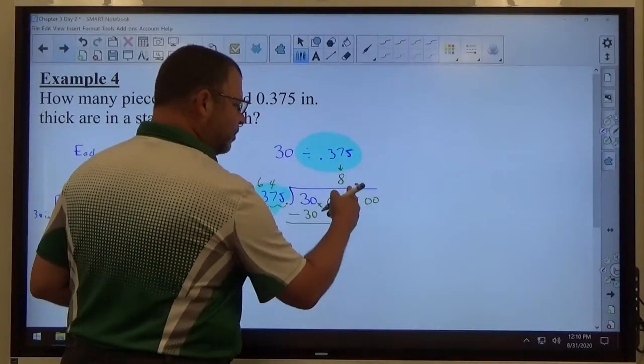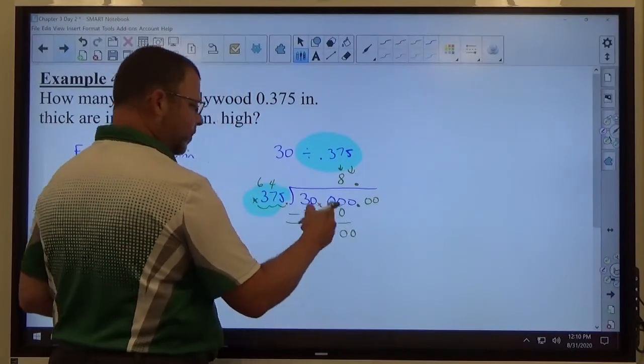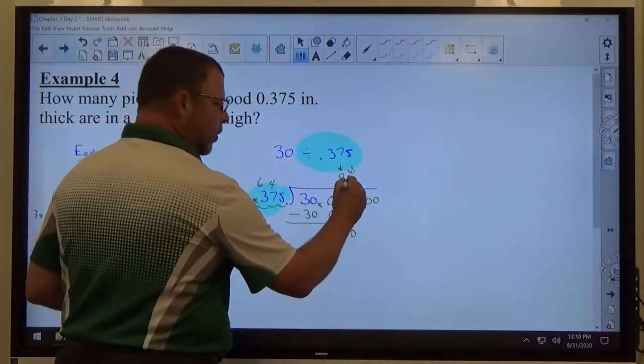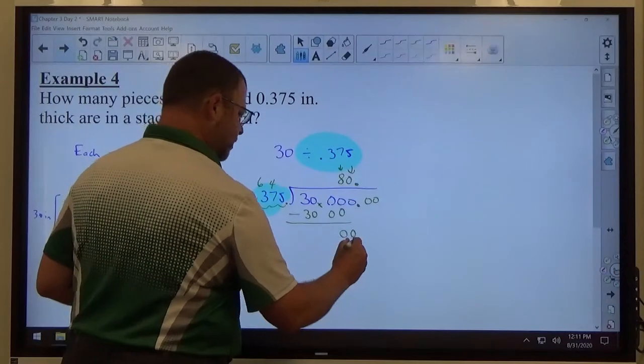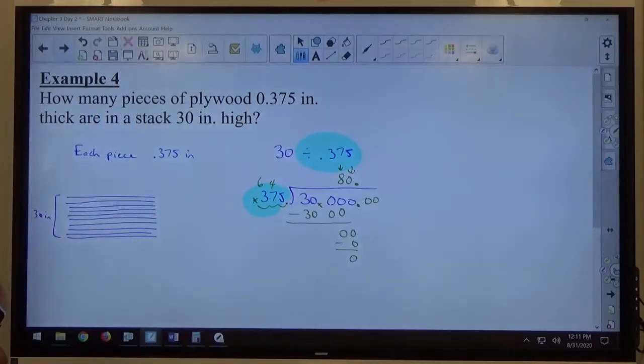I still have, this is the tens place, I still have a ones place to deal with, so I need to bring a 0 down here. 375 goes into 0 exactly 0 times. So there's no remainder, so that tells me that the stack is 80 boards high.